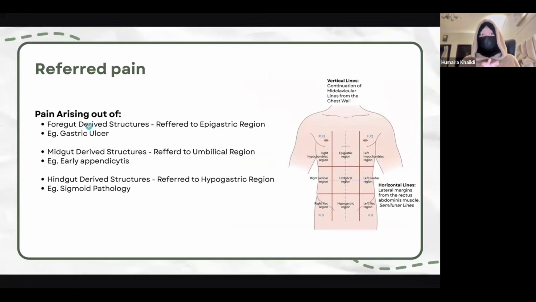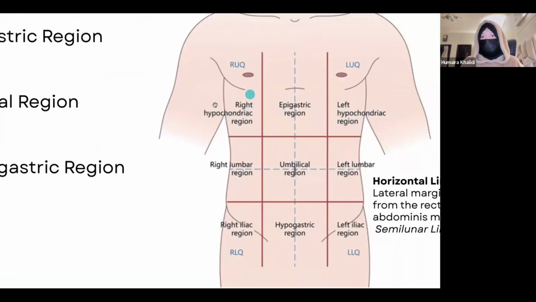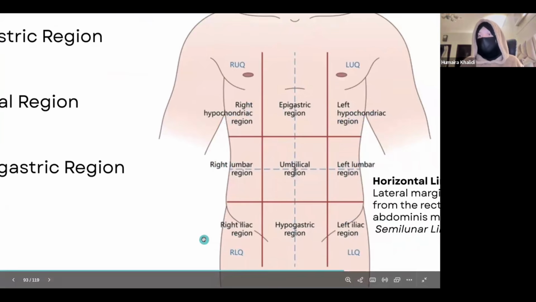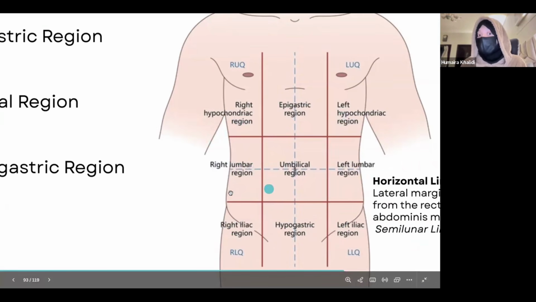Now, the referred pain: you have pain arising out of the gut-derived structures. So you have the embryological regions: the foregut, the midgut, and hindgut derived structures. The dotted blue line over here is just to orient you with the right upper quadrant, the left upper quadrant, the right lower quadrant, and the left lower quadrant. Does not mean that we're not going to orient ourselves with those. Those are the basics, but these are how we further divide them to localize the pain.